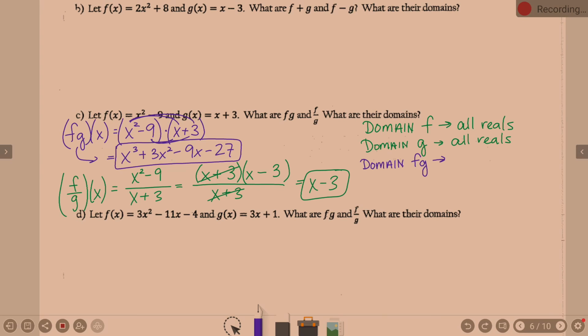When I multiply f and g, did anything really change here? No. All reals and all reals, I'm multiplying those. I can still use any number I want in there. So my domain of fg is also all reals. Okay, so that is domain of f times g.